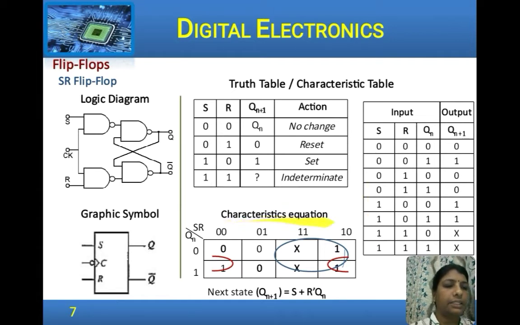Coming to the characteristic equation, for deriving the characteristic equation for an SR flip-flop, let us draw the K-map with SR as one of the inputs and Qn as the other input. So, for the combinations of SR 0 0, 0 1, 1 1 and 1 0, and Qn 0 and 1, from the characteristic table, fill the values, and reducing the map, we see the next state can be given by S plus R dash into Qn.